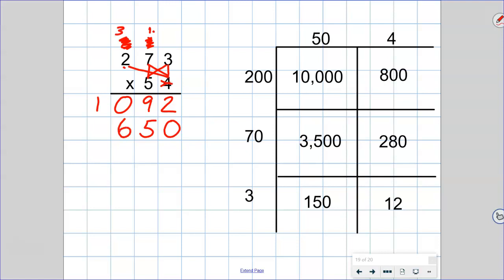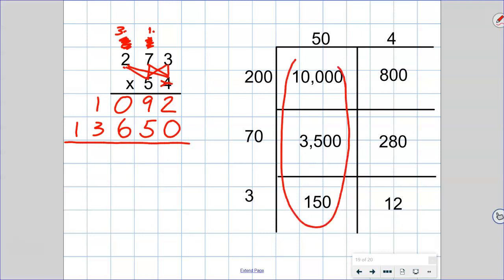And now finally, I got to go out to the 2. 5 times 2 is 10. Add that 3, that gives me 13. So when I put these numbers down here, I have to add 13,650 and 1,092. And you guys can see, there it is. That's 13,650. And this is 1,092. So we're going to add them up.